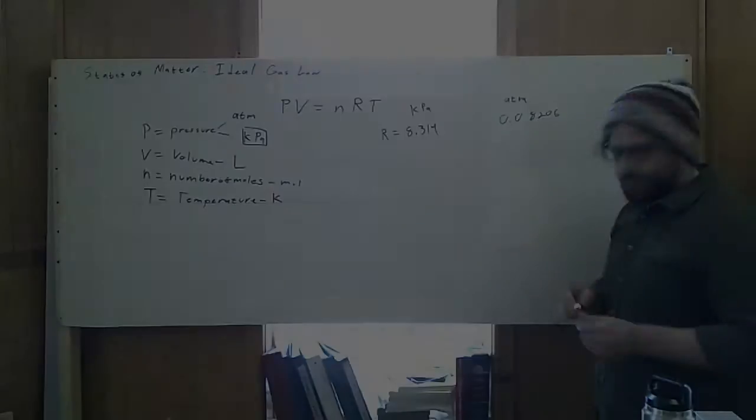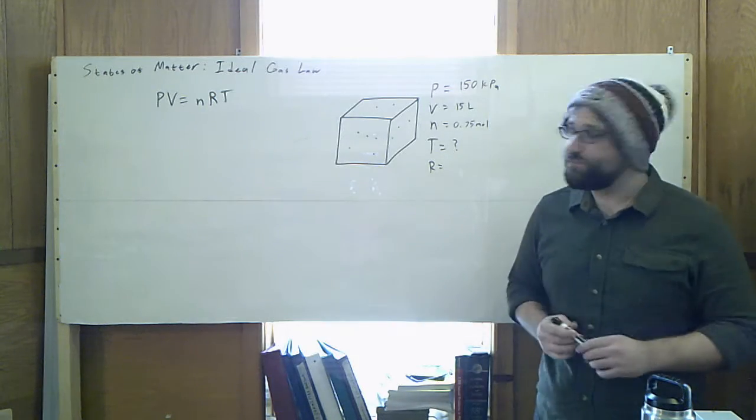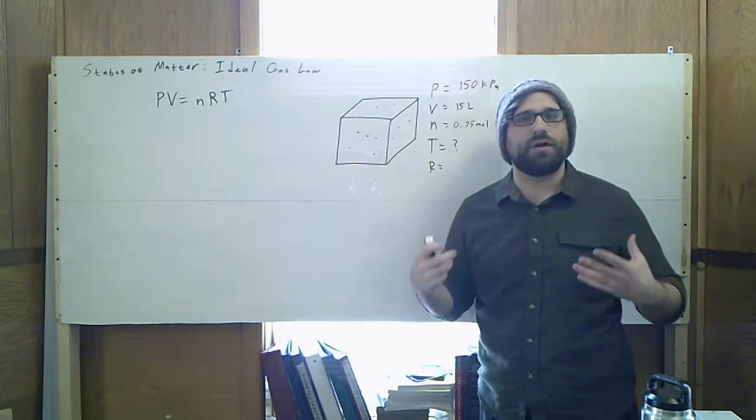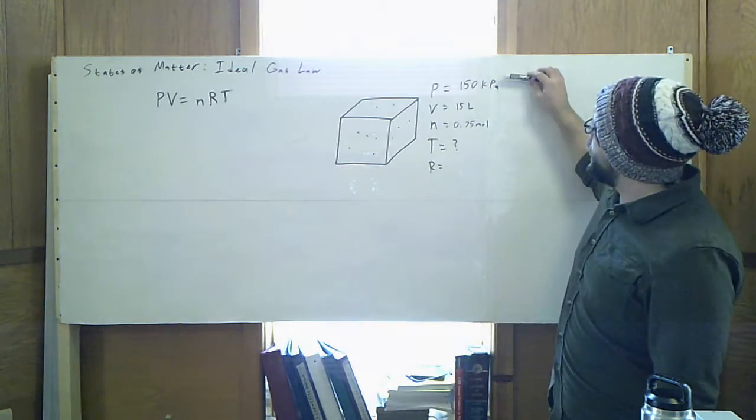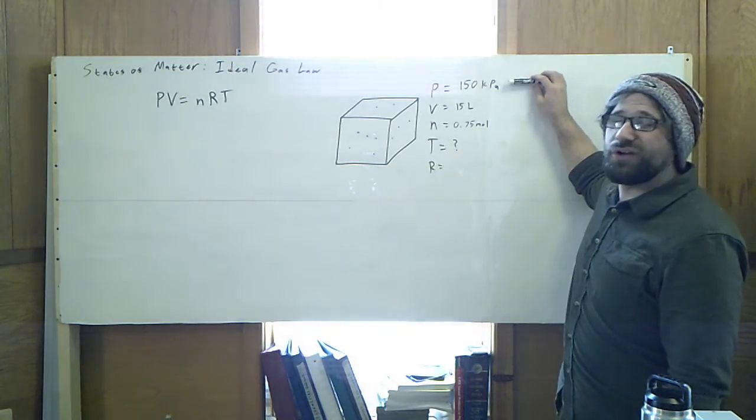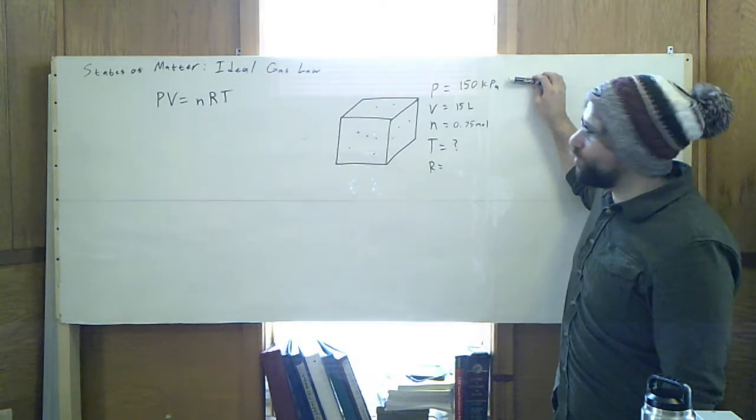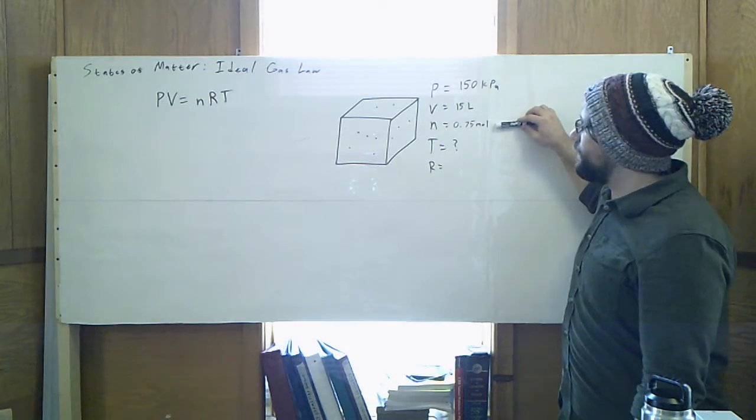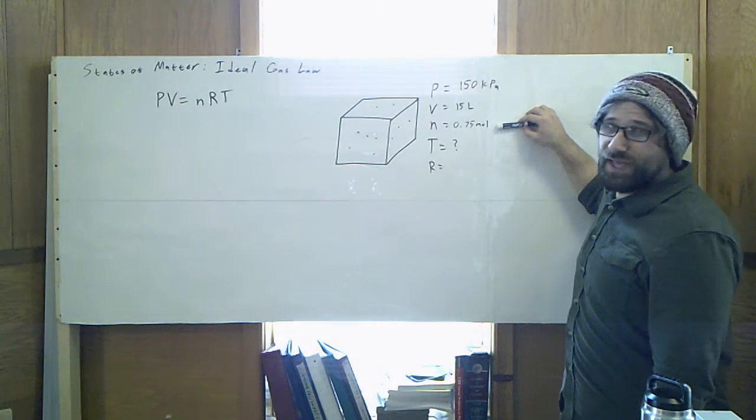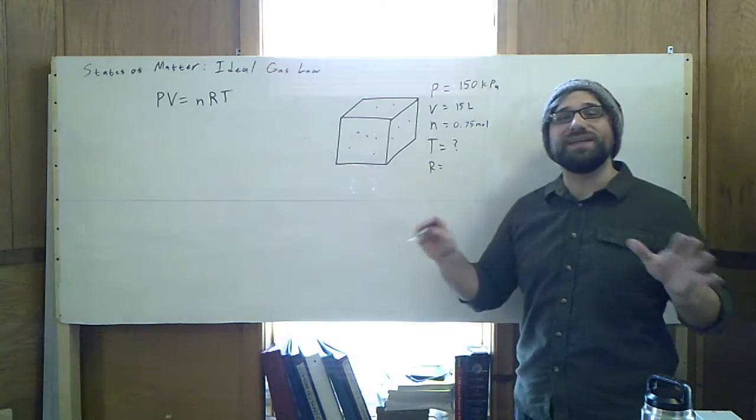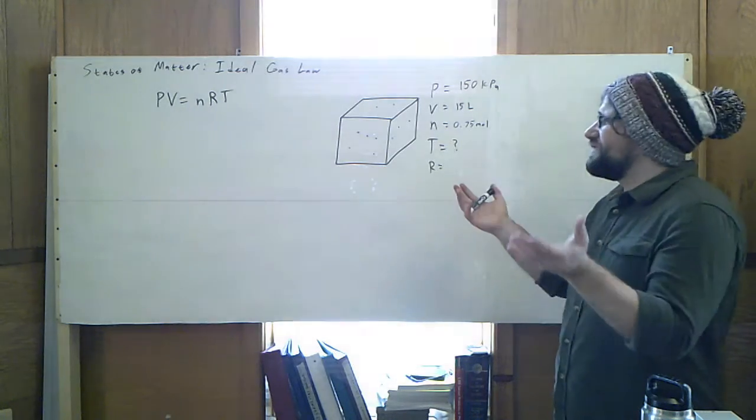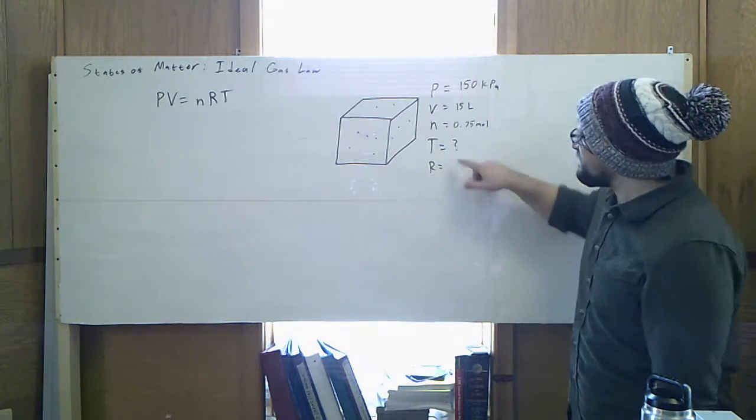Now let's look at an example. So for our first example, we've got a box. It contains a certain amount of a gas. The box is at 150 kilopascals of pressure. It has a volume of 15 liters, and there are 0.75 moles of a gas in it. It doesn't matter what gas it is, whether it's chlorine, hydrogen, oxygen, or steam, water vapor.